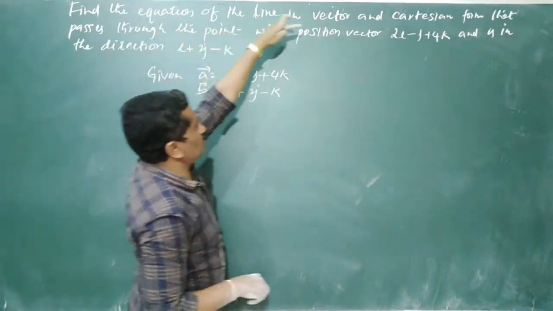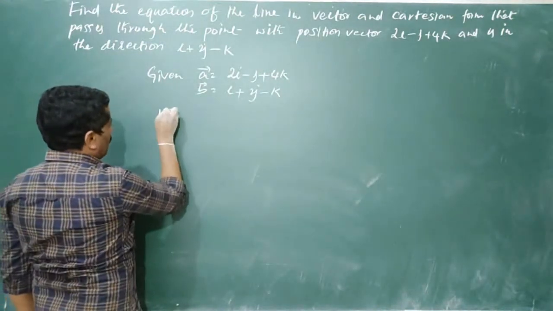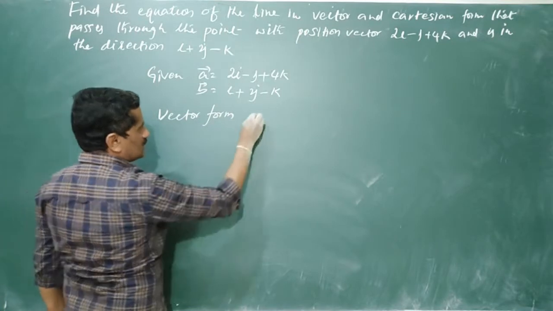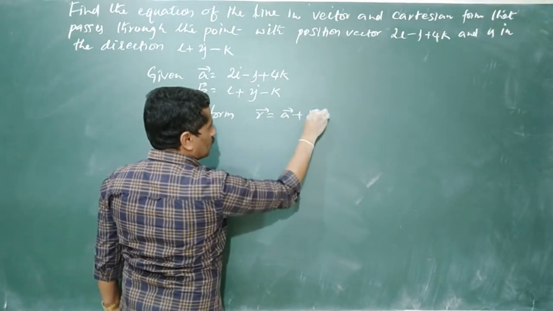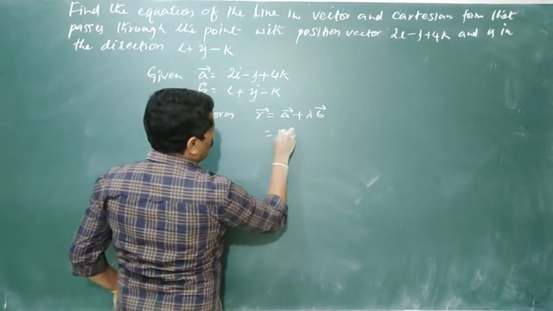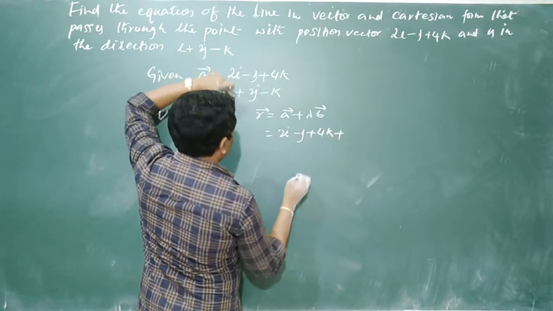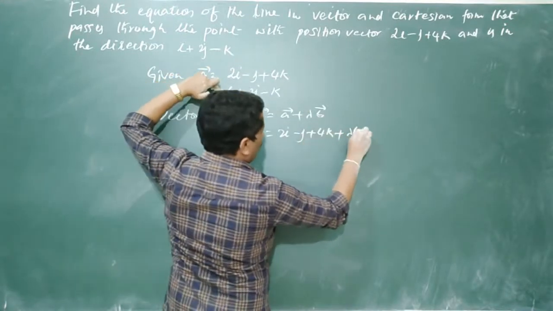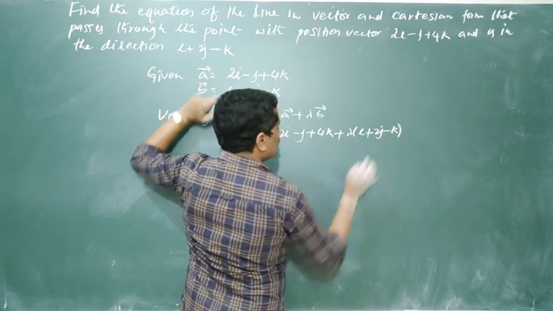We need to find both vector as well as Cartesian form. So we have vector form, that is r bar is equal to a bar plus lambda into b bar. Therefore that is equal to a bar. So we have 2i minus j plus 4k plus lambda of b bar. What is b bar? We have i plus 2j minus k.